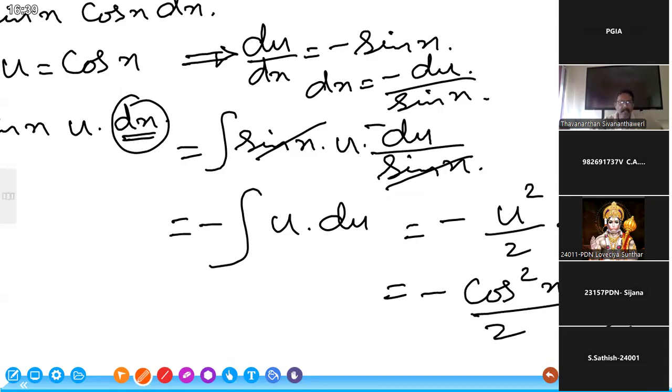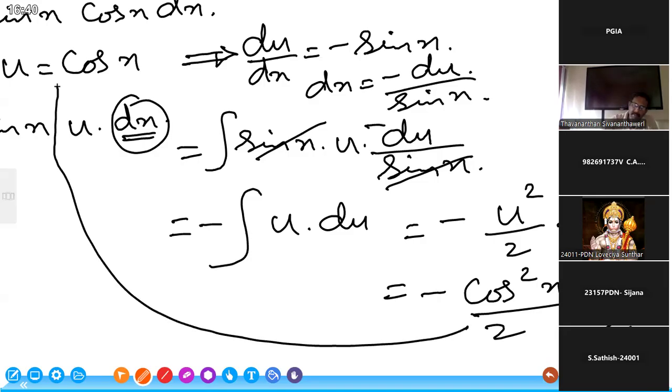So you see, for the same integration, you have two possible answers. For the same function to be integrated, there may be two possible answers, because if you differentiate, you will get the same answer.